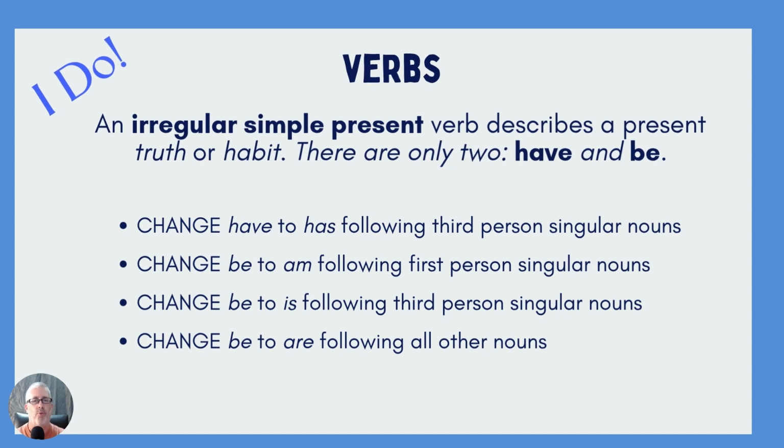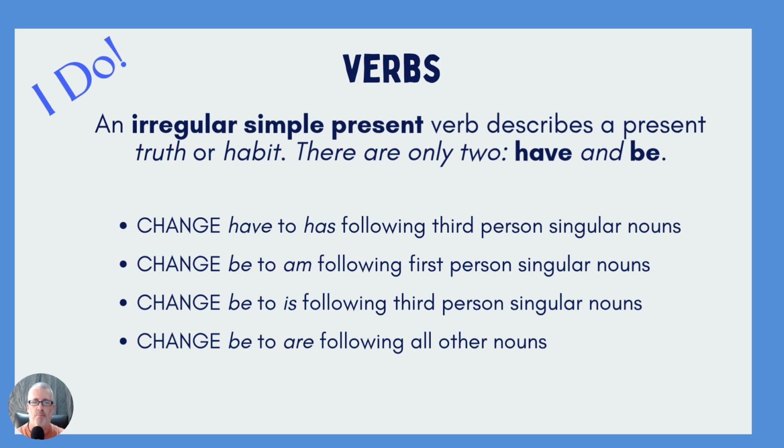But how do we know? Well, that's a good question. If you have either have or be, you can follow these simple rules. Change have to has following a third person singular noun. A good way to think about this: if you put s on have, so it's haves, that would be regular. But if you say it quickly, it almost turns into has. So I think over time, with this verb, it was probably regular and we just got a bit lazy.